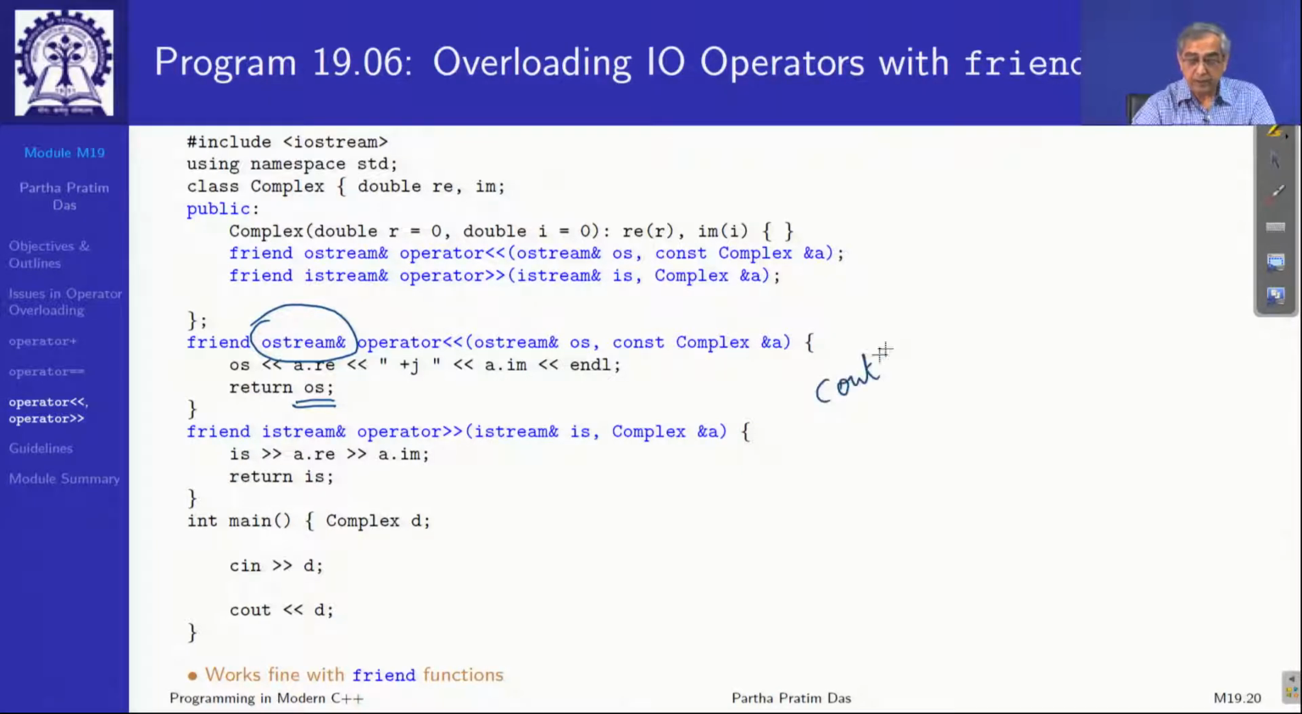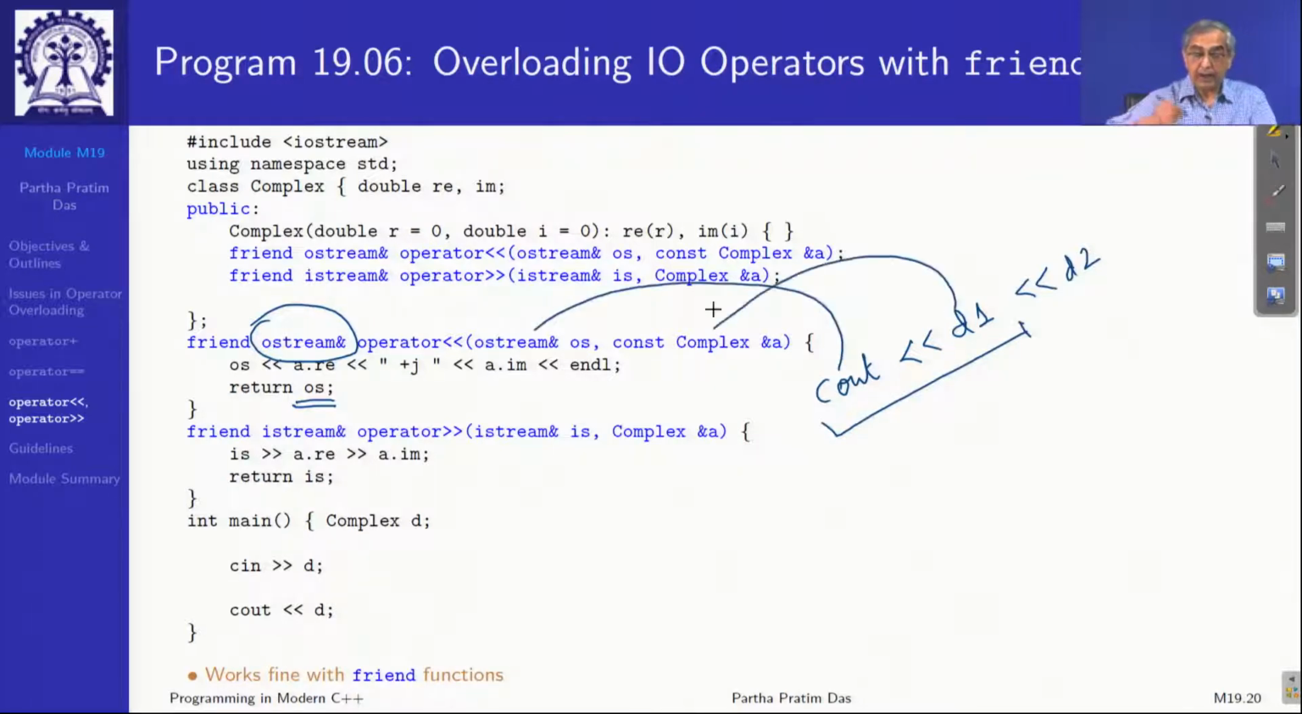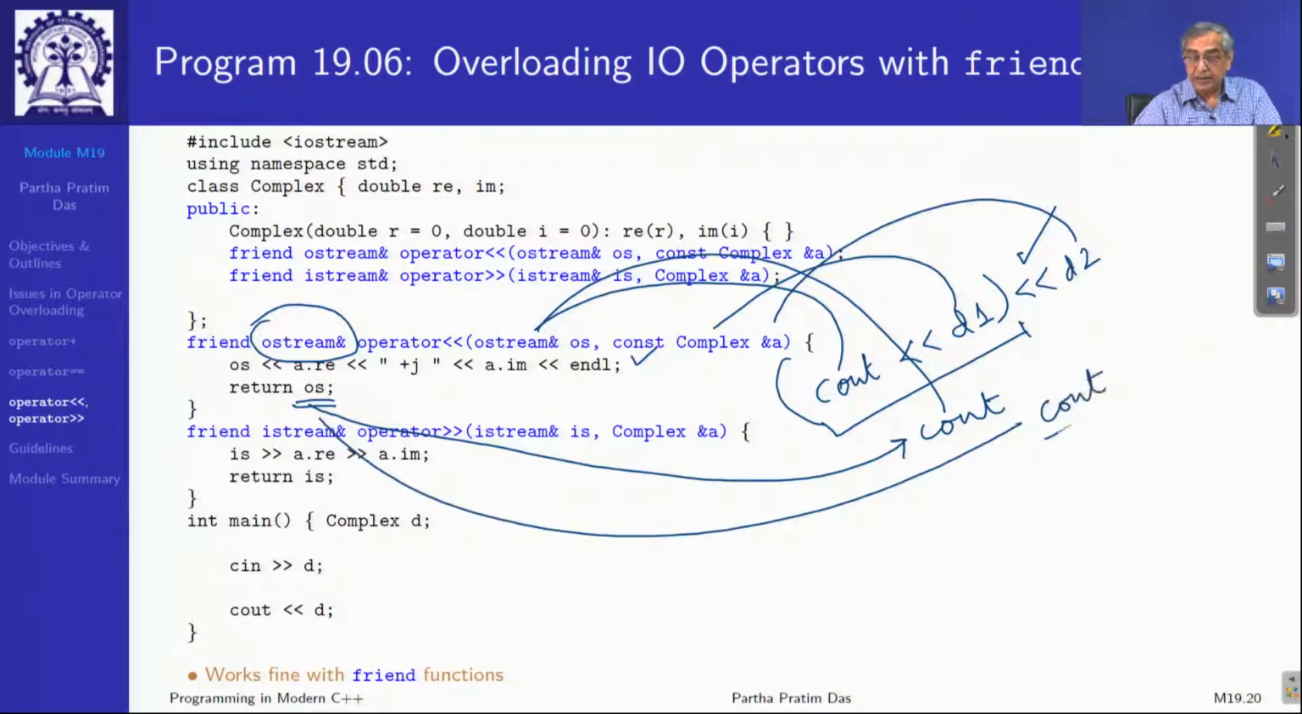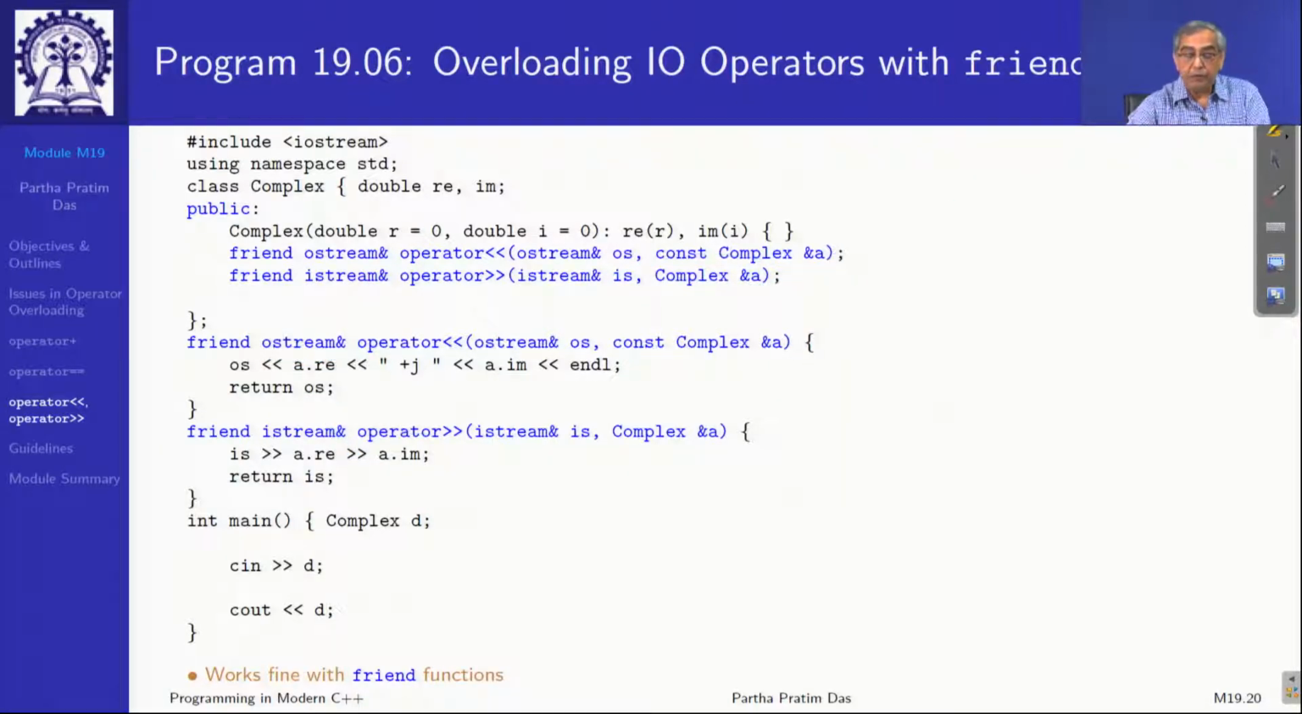So, when I now write C out D1, D2 and chain it, by left associativity this is done first, this goes as OS, this goes as A, and into that C out this is written, and what comes back is again C out. So, the result of this is C out. Again, when the second instance is happening, C out goes in as O stream, D2 goes in as A, and what comes out is again C out, to which I can stream anything else. Right. So, it perfectly falls in order in terms of the syntax of the expression of output. You will not be able to see any difference from the ordinary built-in types. So, the same thing will also hold for the I stream.